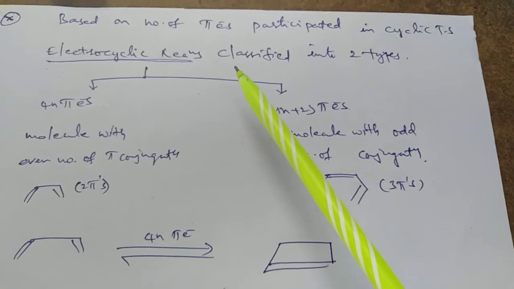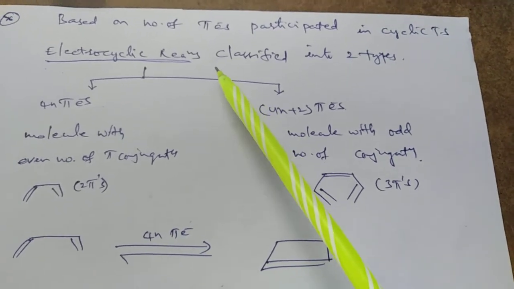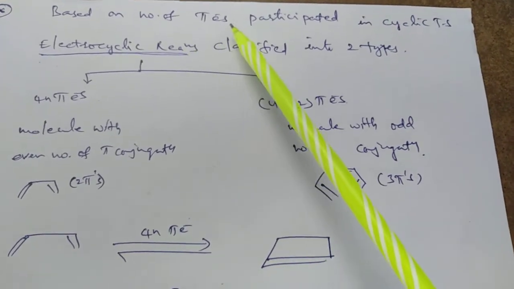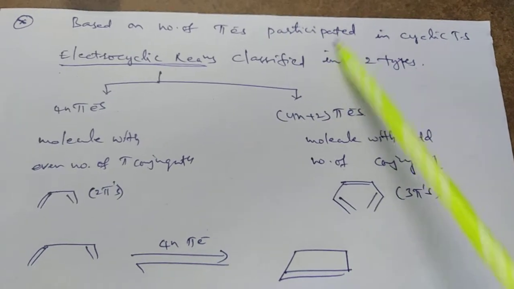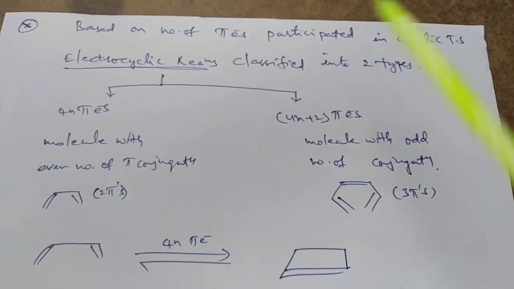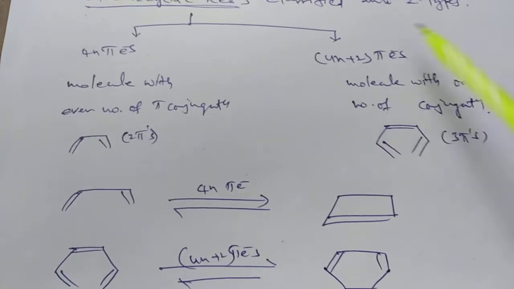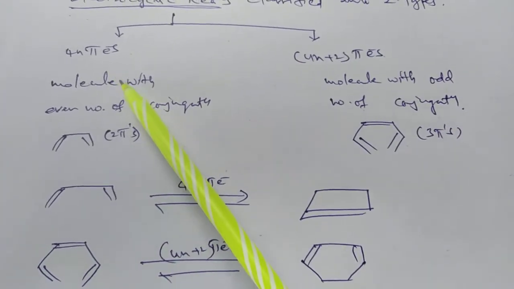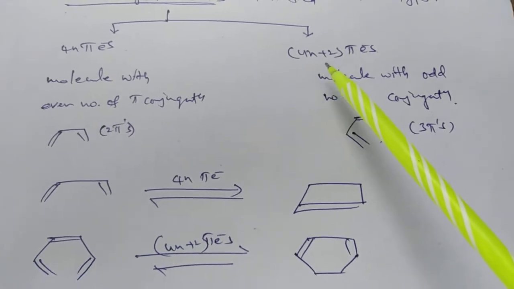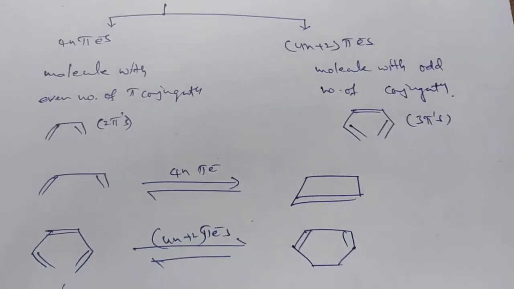Continuation of the last topic is electrocyclic reactions. Based on the number of pi electrons participating in the cyclic transition state, electrocyclic reactions are classified into two types. They are 4n pi electrons and the second one is 4n plus 2 pi electrons.